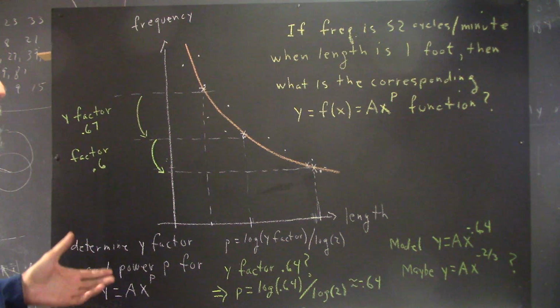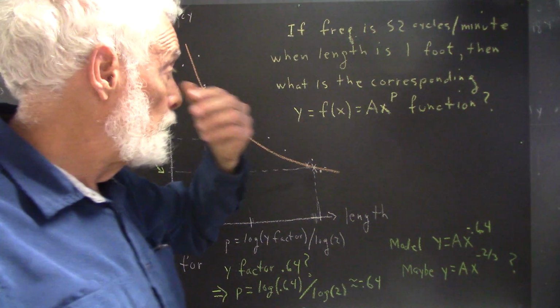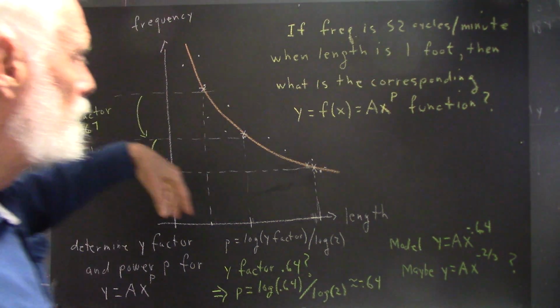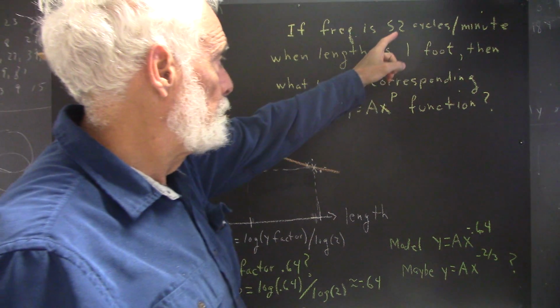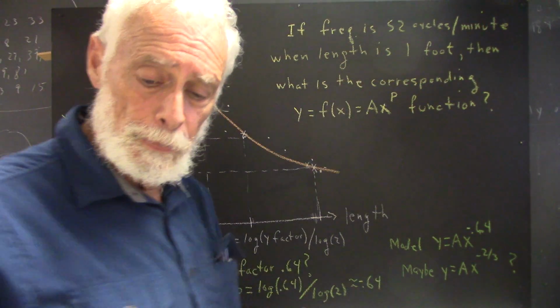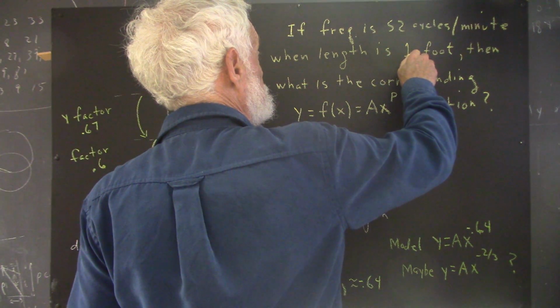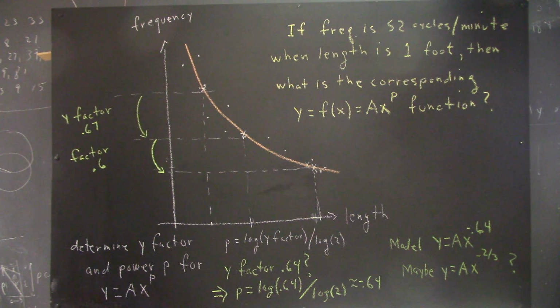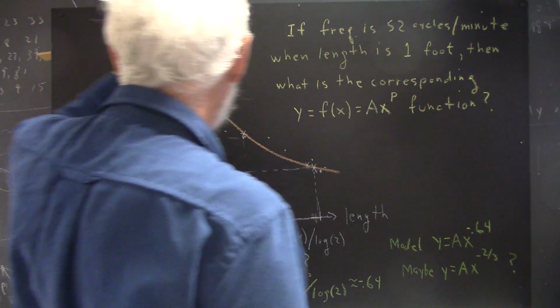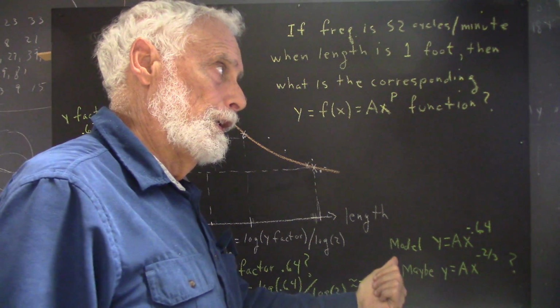Okay, so I'm just going to pose this as a problem now. If we know that the frequency, or at least based on our curve and everything, we conjecture that a frequency of 52 cycles per minute corresponds to a length of 1 foot, then what is the corresponding y equals f of x equals ax to the p function? Now remember, what's the frequency? The frequency is the value, your y value. Okay, what's the length? That's your x value.